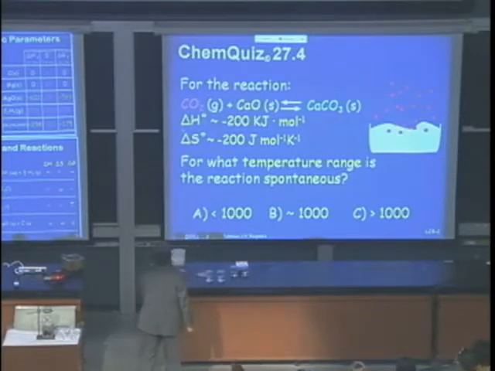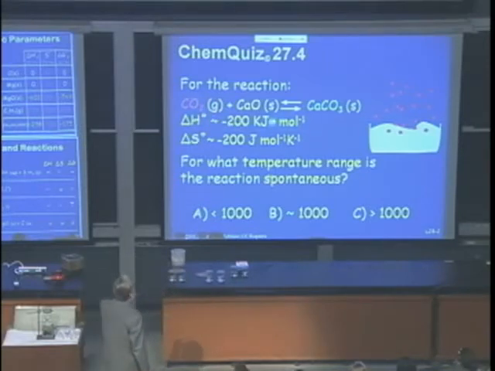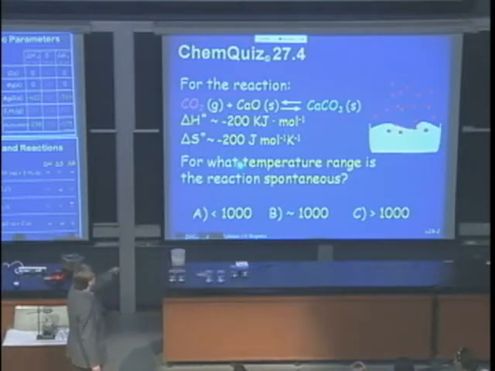And we have delta H naught of this reaction, which is about minus 200 kilojoules per mole. And delta S naught, so this is at standard conditions, is minus 200 joules per mole Kelvin. Now I'm asking you, for which temperature range is the reaction spontaneous? This is in Kelvin, of course, because we're talking about Kelvin here.